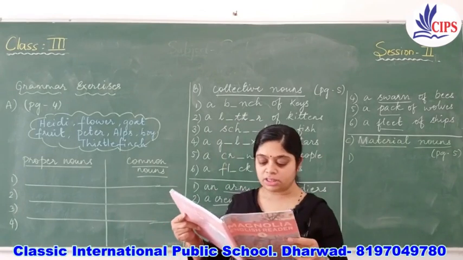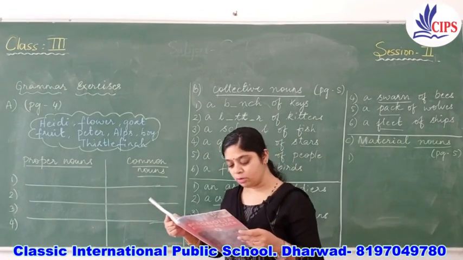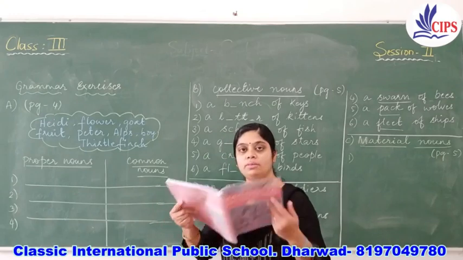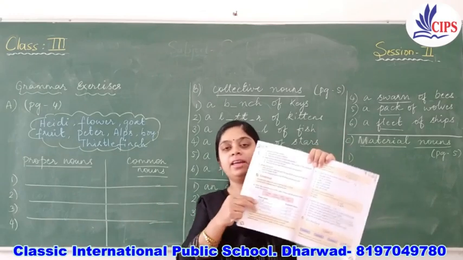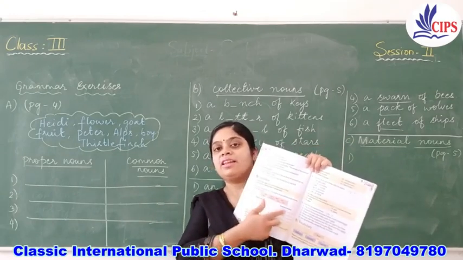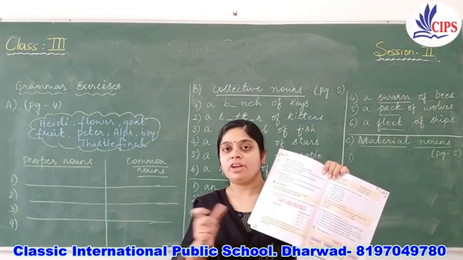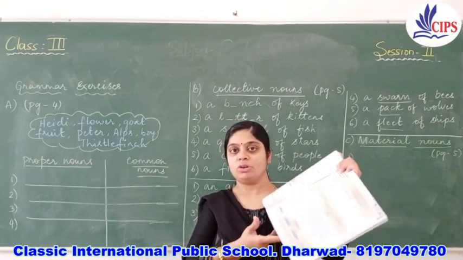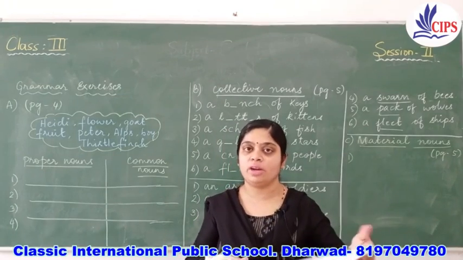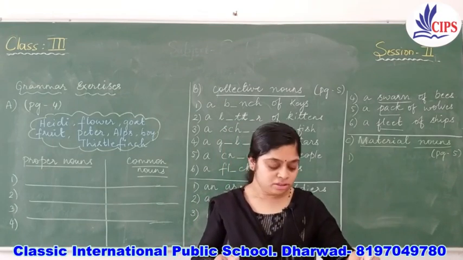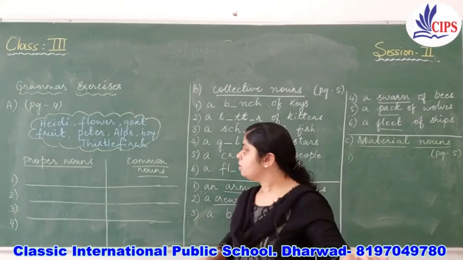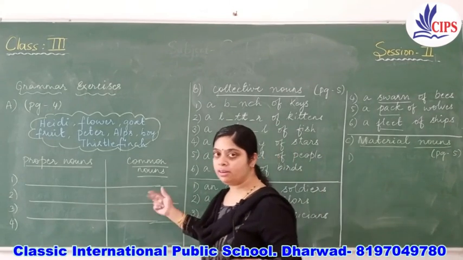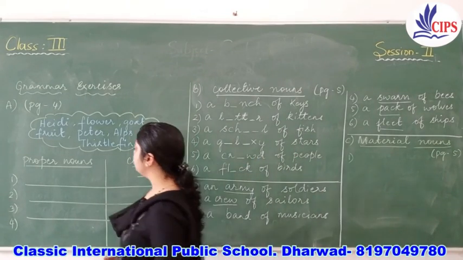Write the common nouns in the right column and the proper nouns in the left column. Here you can see they have given two columns. They are asking you to bifurcate common nouns and proper nouns. Now you have understood the difference between common noun and proper noun, is it not? So shall we do that? I have put it on the board here. You just think. Got it?